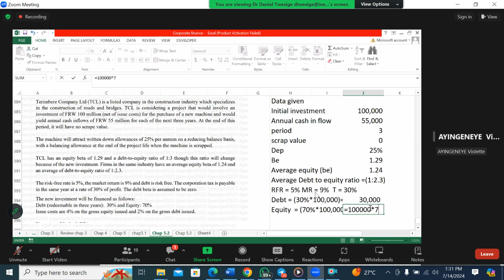First paragraph. We need 100 million to finance the project. Yes. And this then, why are you multiplying by 30%? You look at this data here. The new investment will be financed as follows. Debt redeemable in 3 years, 30%. And the equity, 70%. Okay. You have seen it?